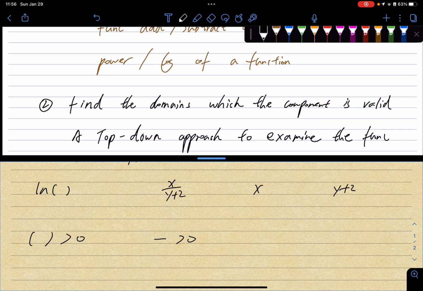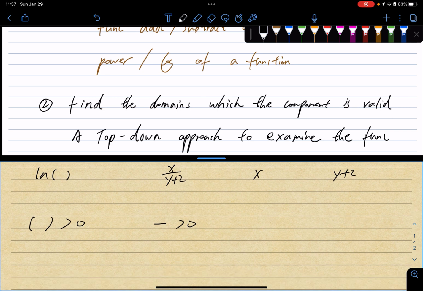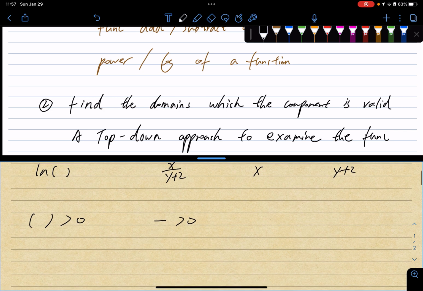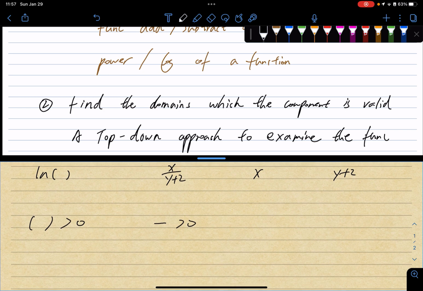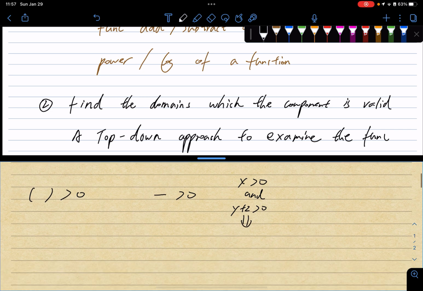So now let's examine the x and y plus 2. Because these two lie inside the fraction, and the fraction has to be greater than 0, that means it's either x greater than 0 and y plus 2 greater than 0, right? So that means y has to be greater than negative 2.